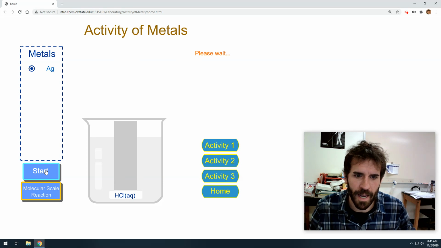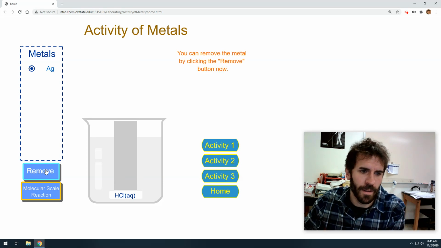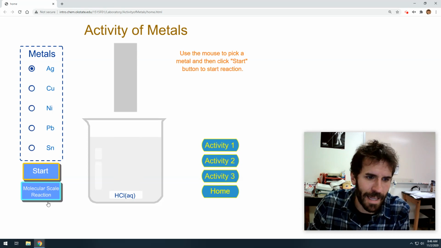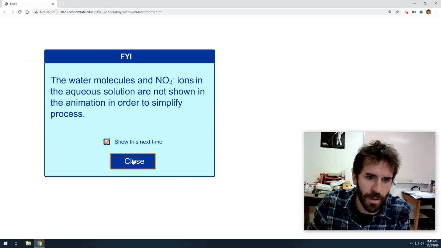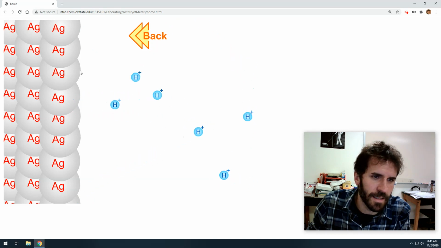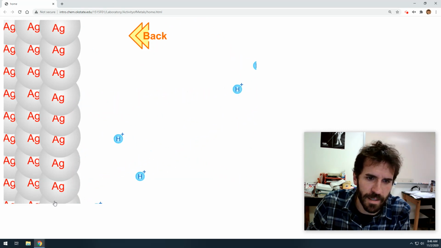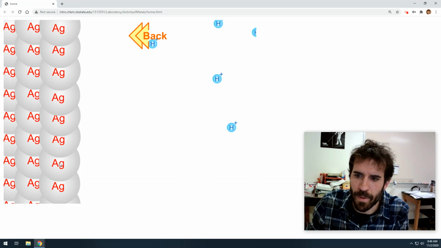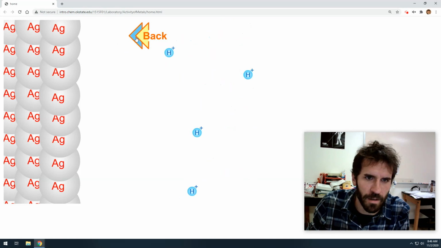We're waiting for the reaction to occur. Okay, we can remove it. Doesn't look like much happened there. If we looked at a molecular scale reaction, there are your hydrogen ions. We're ignoring the chlorine ions and the water molecules. And our solid silver metal looks pretty intact here. There's not an exchange of electrons happening. So that silver, you can put it into hydrochloric acid, does not appear as though a reaction has occurred.